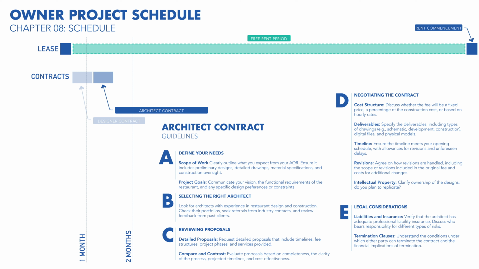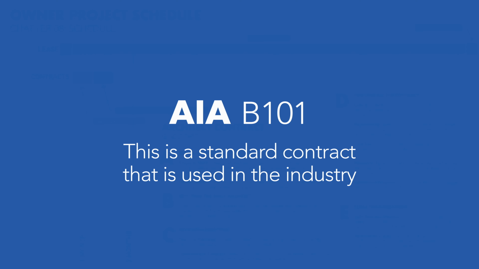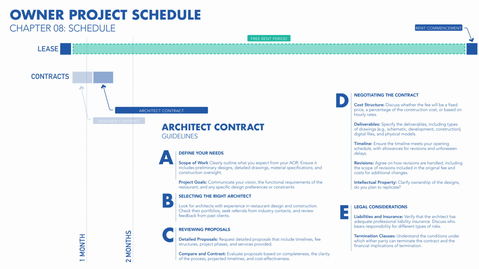Once you've selected the architect you want to move forward with, you will need to utilize an AIA contract, which is a standard contract form that is used in the architecture and construction industry. This form is an AIA B101 form. This is the best template that is widely utilized and often required by architects in the field. With that template, there are a few specifics you will want to highlight and address with your AOR early on.